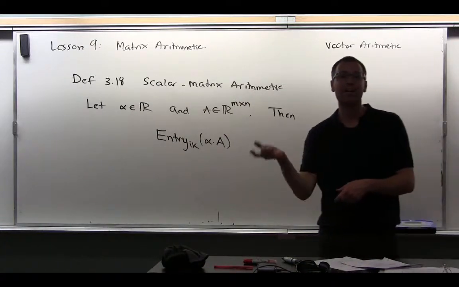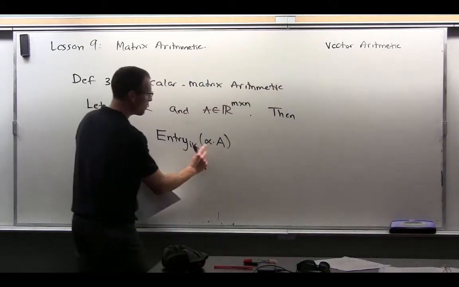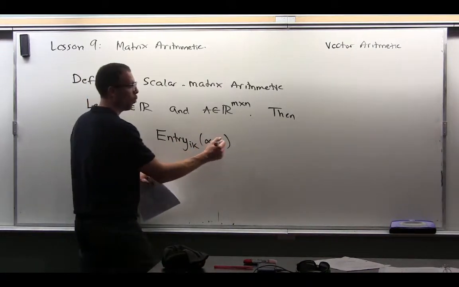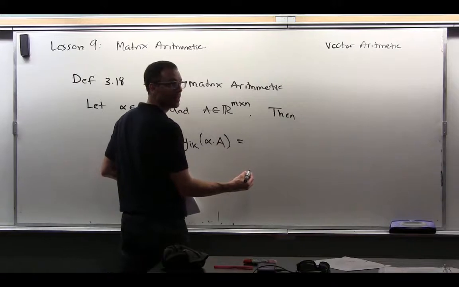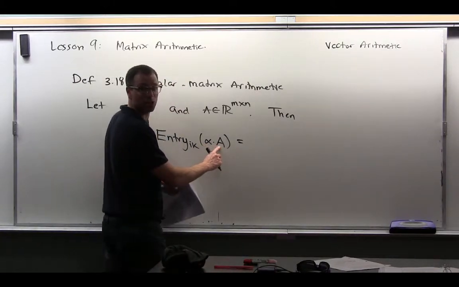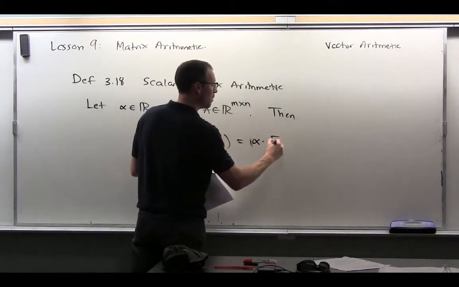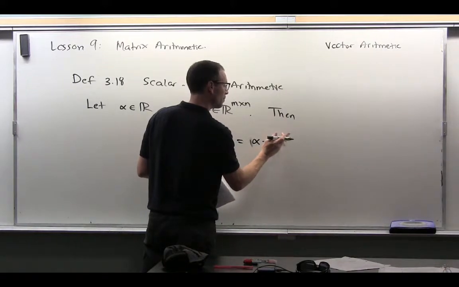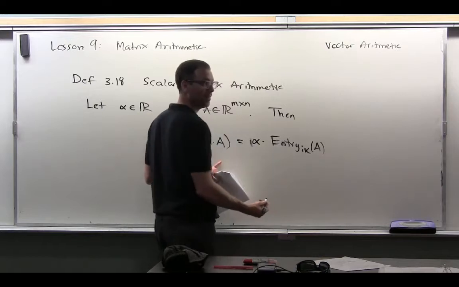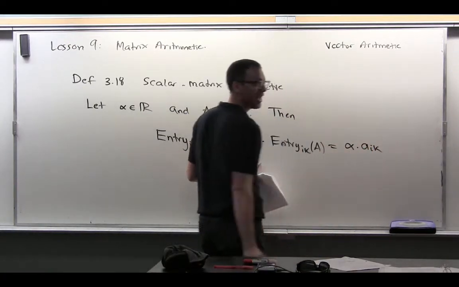How do I multiply a scalar by a matrix? Okay, so what does that mean if I take entry ik of the scalar matrix product? What would that be? It would be the scalar times the ikth entry of this one. So that would be the scalar alpha times entry ik of A, right? And another way to say that, it would be alpha times a_ik.